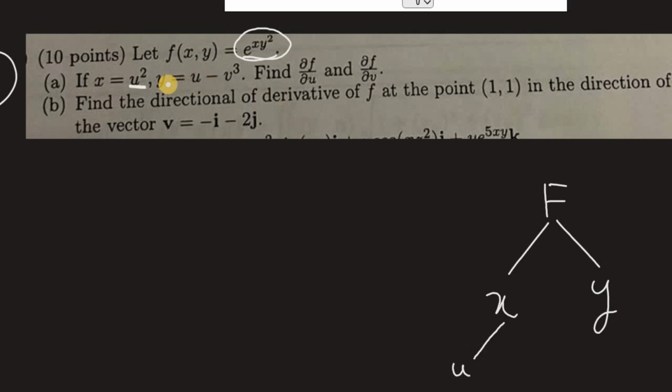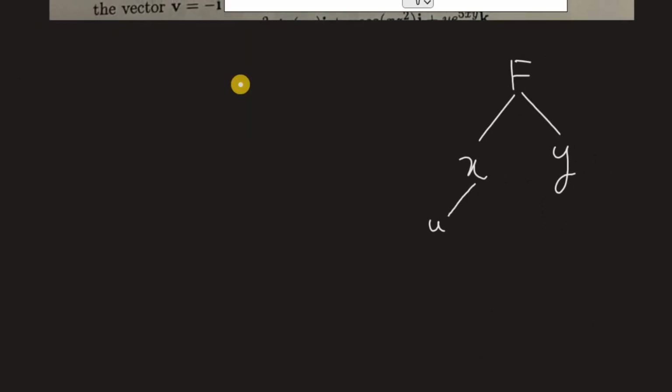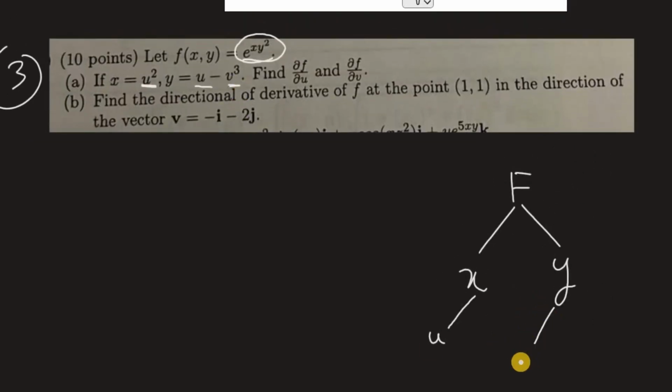And what about this y? This y is a function of u and v, two variables over here. So we're going to create two branches. That means y is a function of u and v, two branches. Now this completes our tree diagram.